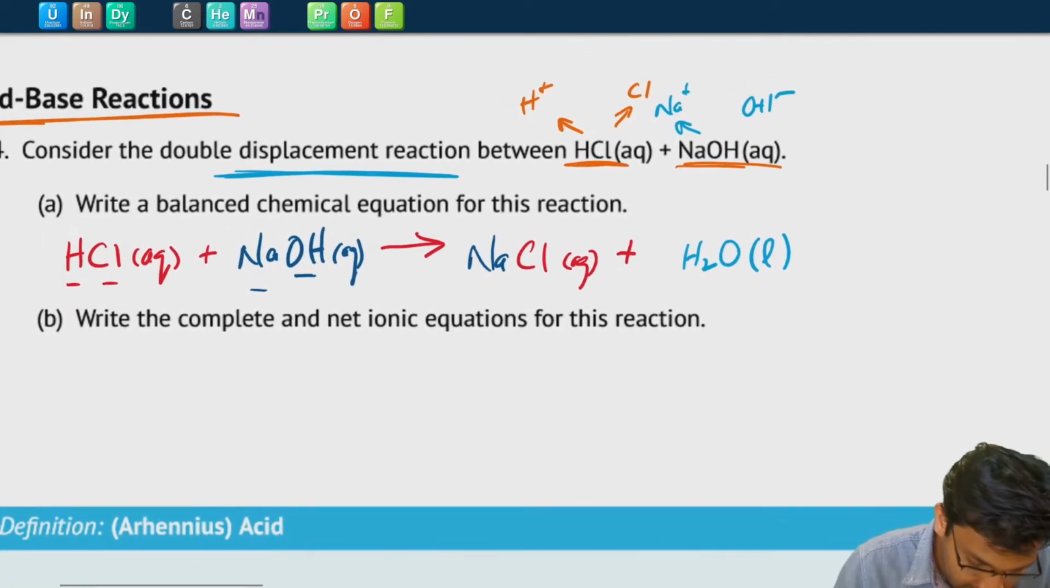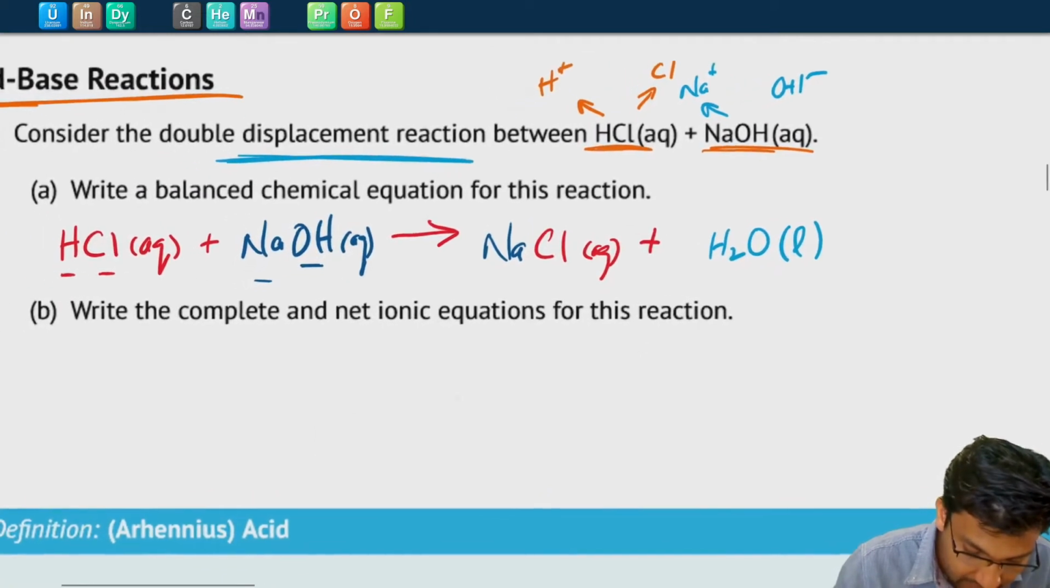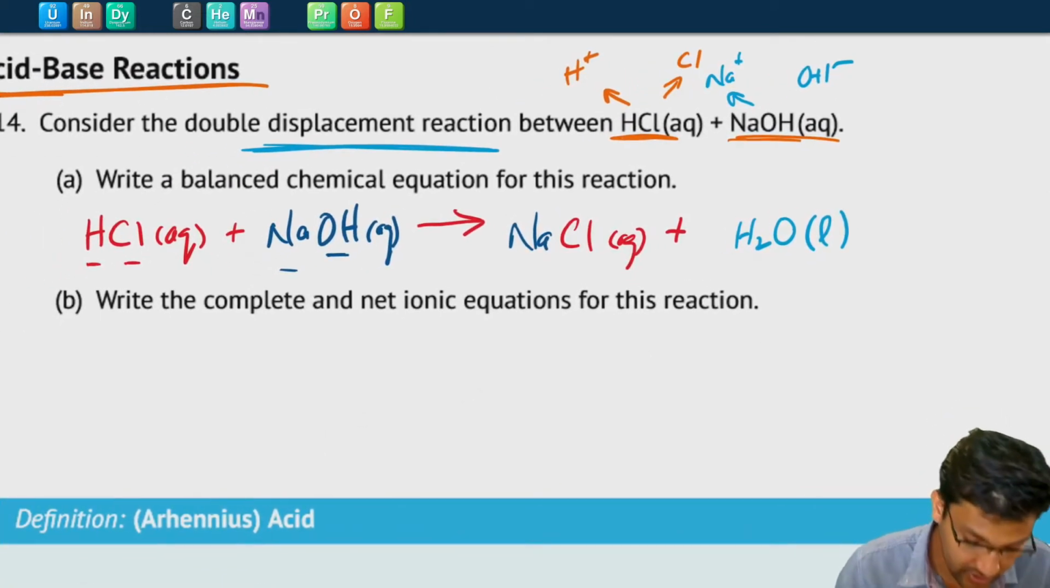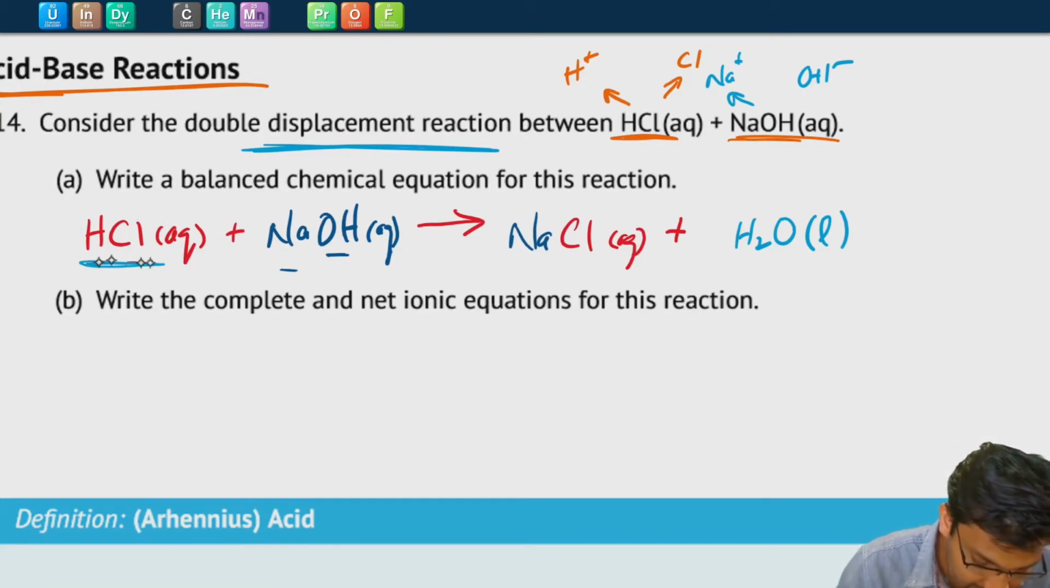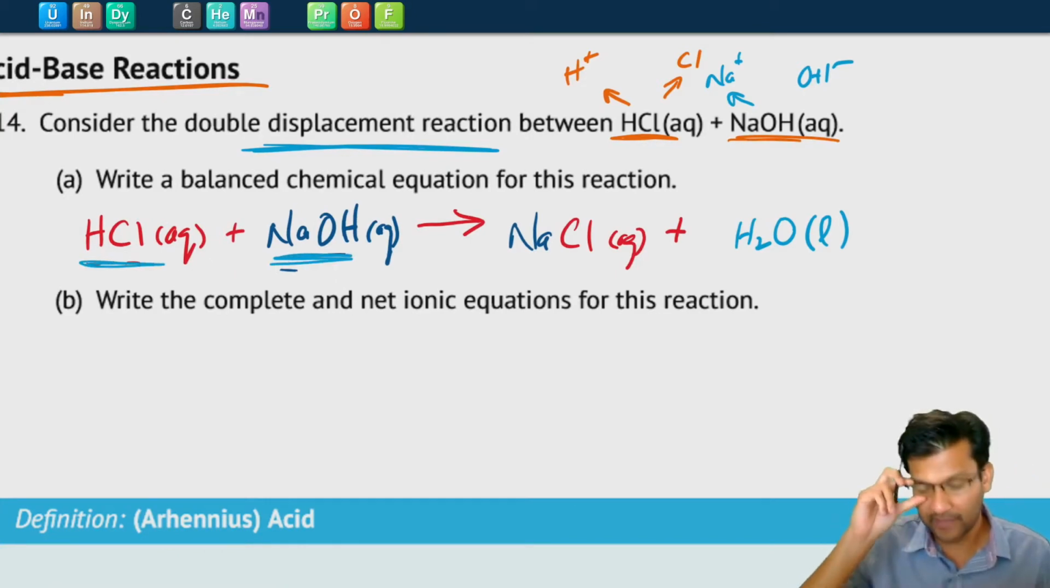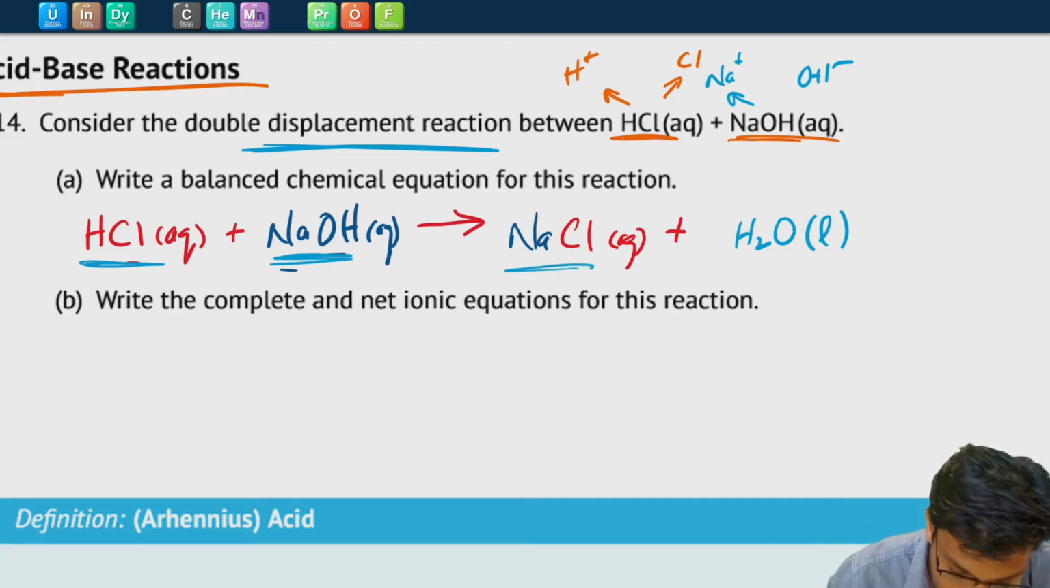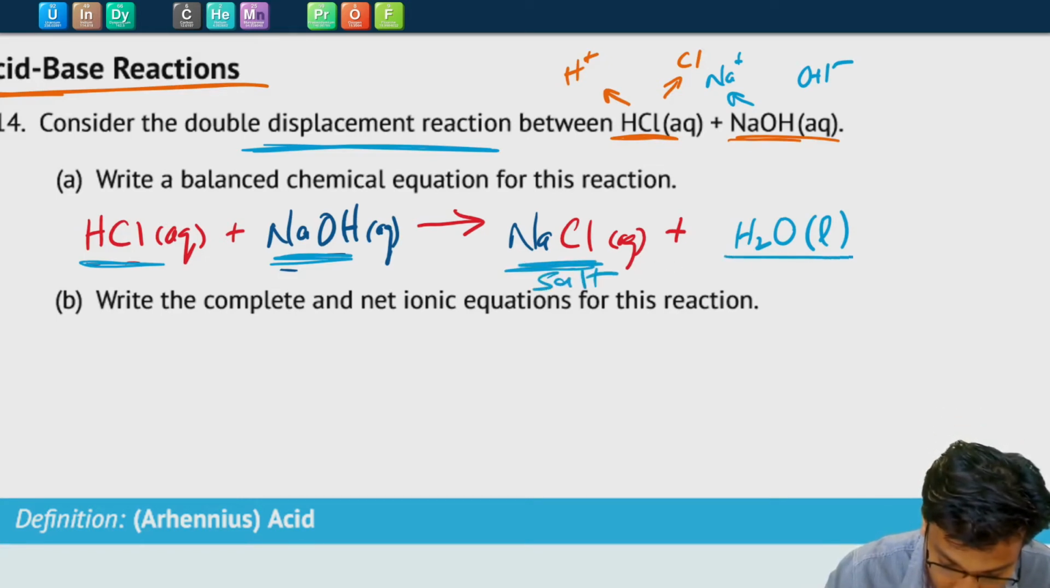This equation is already balanced, and this here is an acid-base reaction. We have an acid and a base, and we'll look at what the definitions of acids and bases are, forming an ionic compound, a salt, and water.